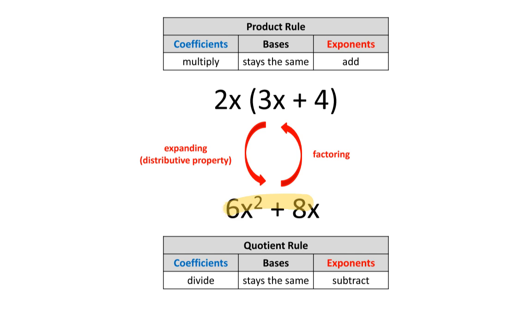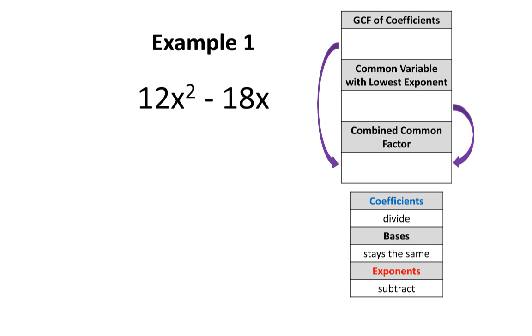We also learned that you can go from this expression back to this expression using factoring. Factoring uses the quotient rule, where coefficients are divided, bases stay the same, and exponents are subtracted. Basically, expanding and factoring are opposite processes. Expanding goes one way, while factoring goes the other way. In our first example, we want to factor the expression 12x^2 - 18x.